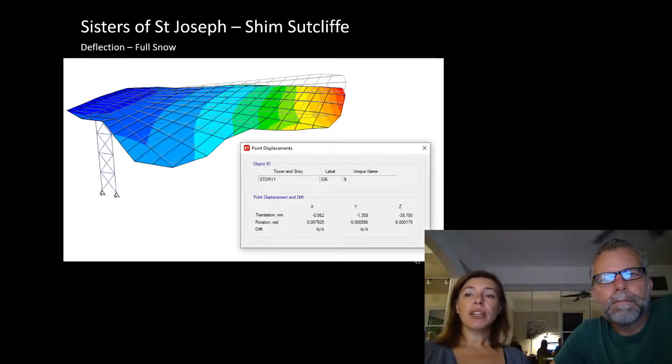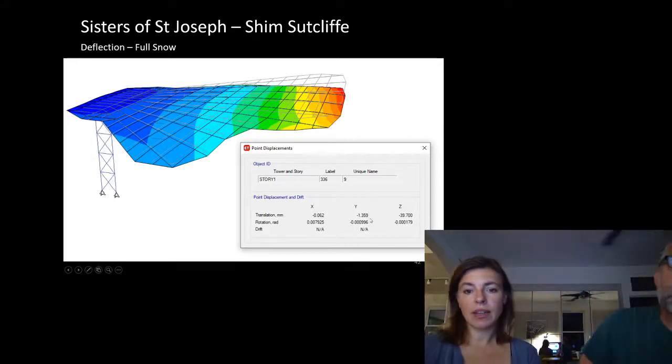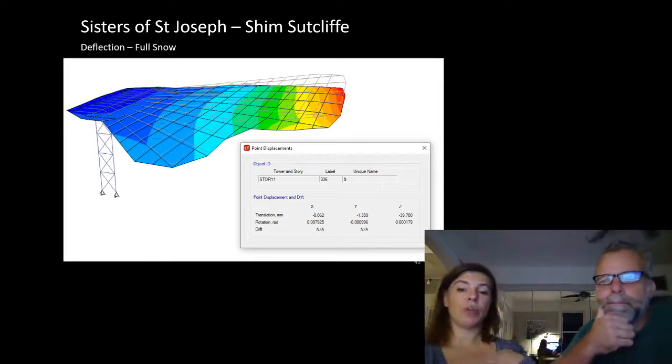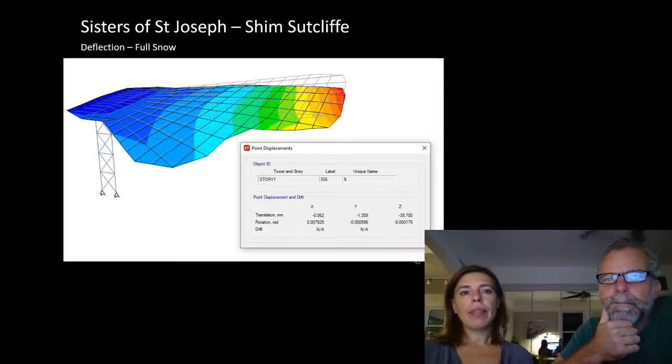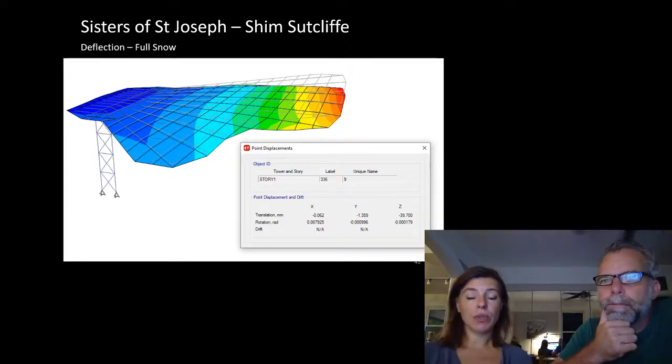Here's a deflection diagram for full snow. You can see that out here at the tip, 40 millimeters. That far exceeds anything that you would consider standard criteria for snow load. Now, this has no finishes. The steel is the steel. It is strong enough, so there's no danger of yielding, which means if it deflects down to that 40 millimeters, when that snow comes off, it's going to go back to its original shape.